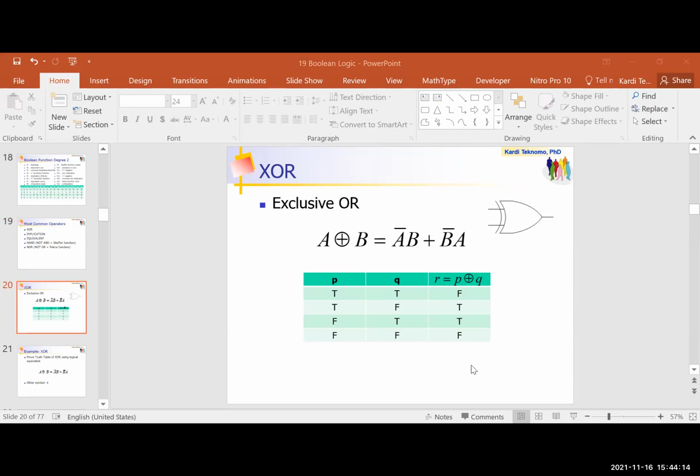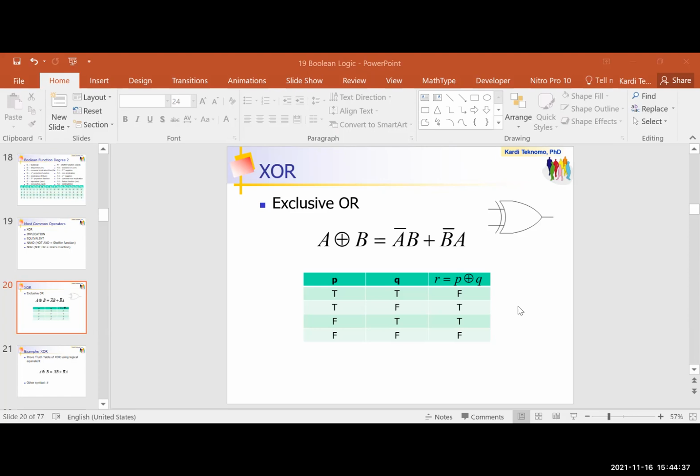So this is XOR, exclusive OR. Look at the pattern here. If both are true, of course the result is false. Why? Because the meaning of XOR is OR but not both.